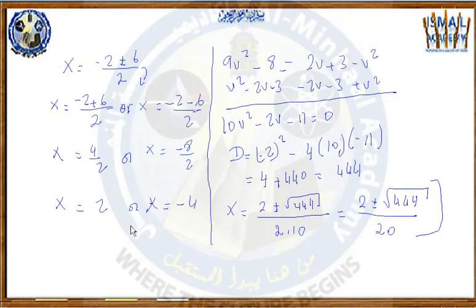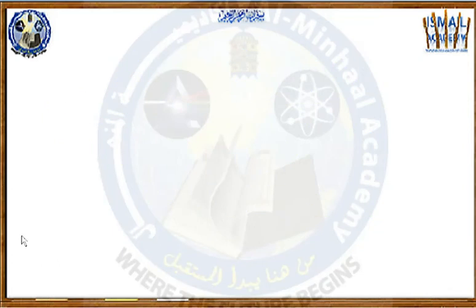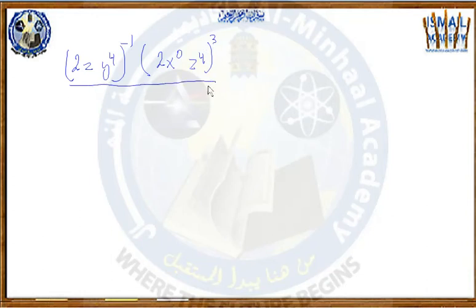So we're going to simplify exponents. Number 13, what do we have? We have 2zy to the 4, the whole thing to the exponent minus 1, times 2x to the 0, z to the 4, to the exponent 3. The whole thing is over 2y squared z to the minus 3.